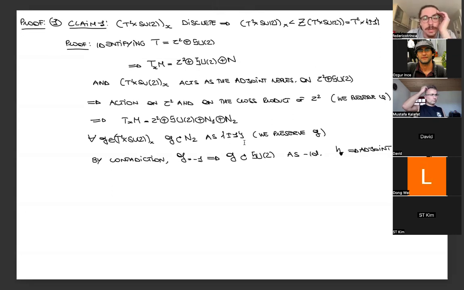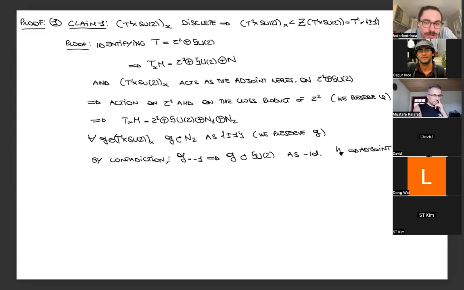Now, if my action on N2 is also trivial, then the only possibility that we have is that it acts trivially on SU2 as well, and so we're done. Because at that point, the joint action on T2 plus SU2 is trivial, and you can argue that we are abelian.